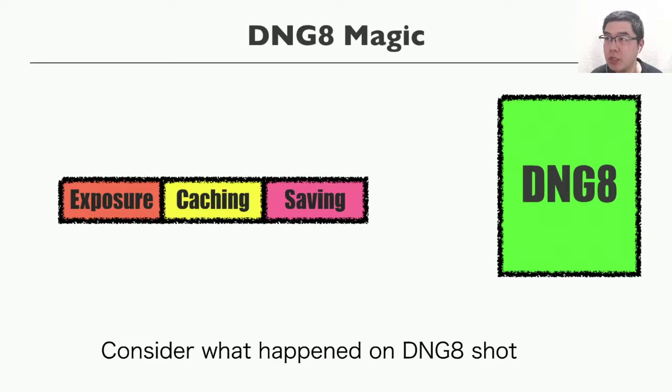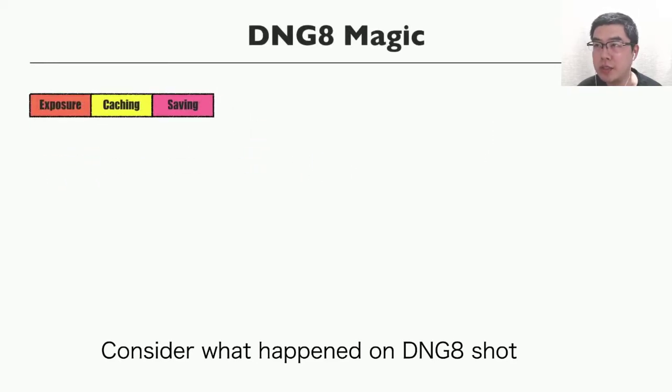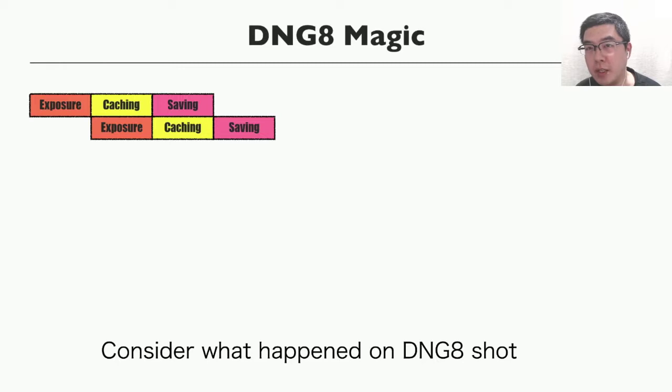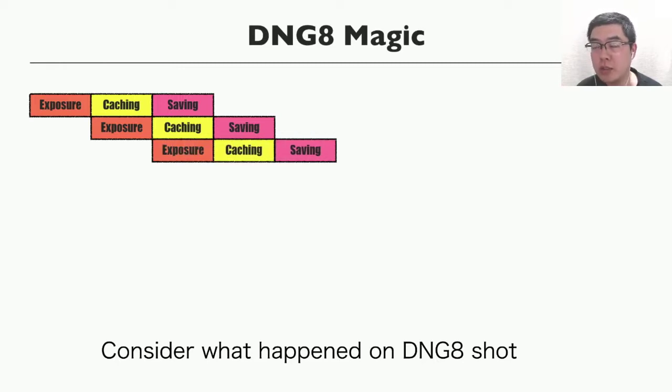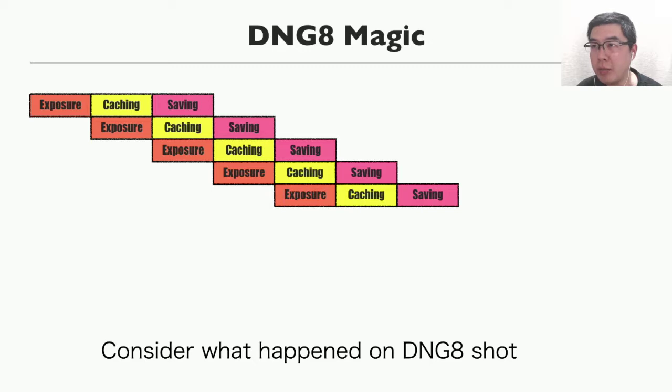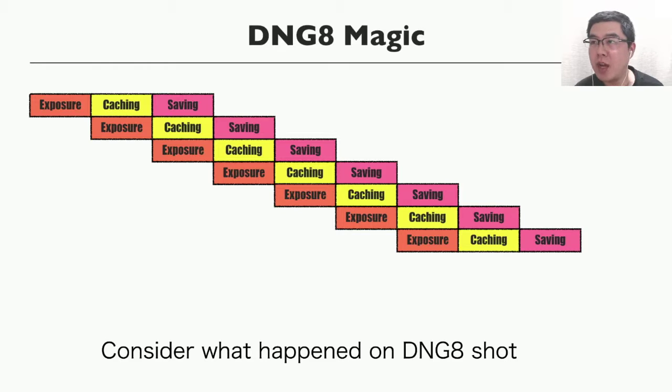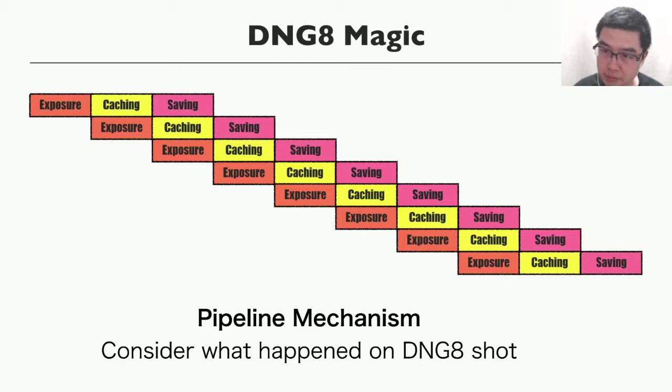So consider what happens with DNG8 shots. DNG8 solves this problem in an elegant, efficient way. Let's see what is actually happening underneath DNG8 shots. We push the shutter button, and what happens? It's not done one by one, but like a pipeline mechanism. It makes full use of the hardware and the software. They have an integrated design, so there's an underlying pipeline mechanism between the 8 shots.